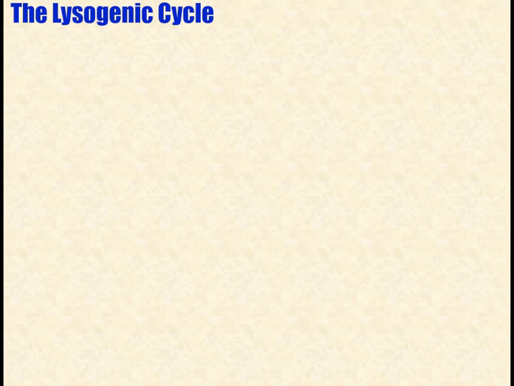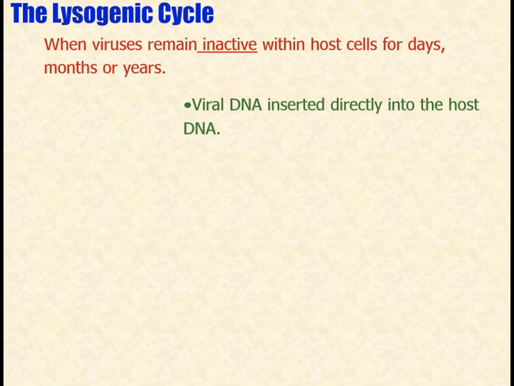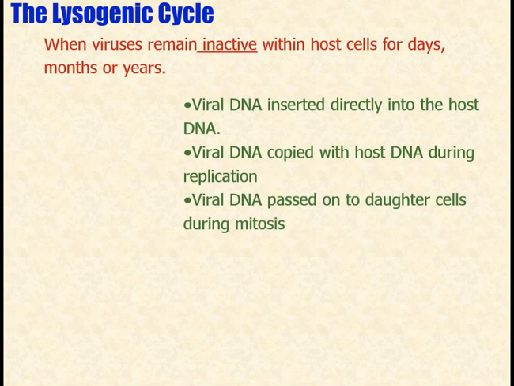Now there is another cycle for viruses that's called the lysogenic cycle. The lysogenic cycle is when viruses remain inactive within host cells for days, months, or years. It's basically a time delay for the lytic cycle. This is what happens. The viral DNA is inserted directly into the host's DNA. And then when the host's DNA is copied during replication, the viral DNA is copied along with it. So initially you have one cell that's infected. Well, once the cell goes through mitosis, you now have two cells that are infected with the viral DNA.